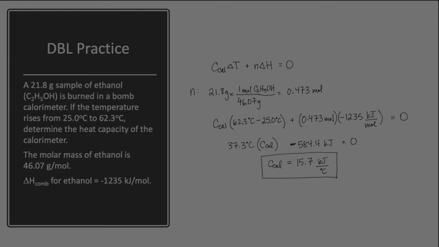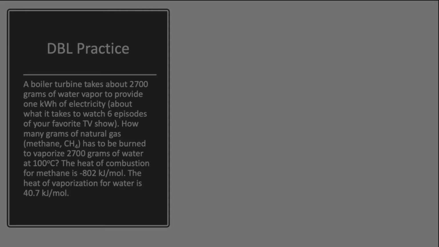Okay, let's do the third problem. A boiler turbine takes about 2,700 grams of water vapor to provide about 1 kilowatt hour of electricity, which is about what it takes to watch 6 episodes of your favorite TV show. How many grams of natural gas or methane has to be burned to vaporize 2,700 grams of water at 100 degrees Celsius? The heat of combustion for methane is negative 802. The heat of vaporization for water is 40.7 kilojoules per mole.